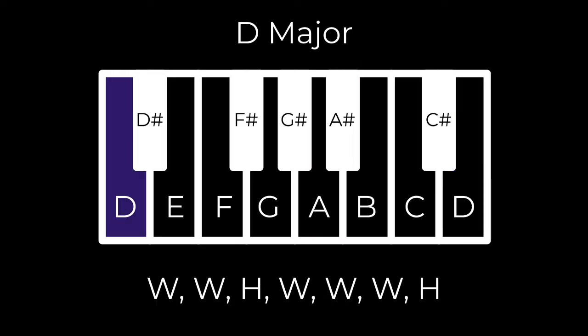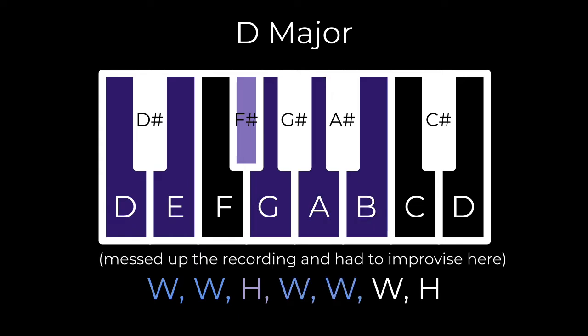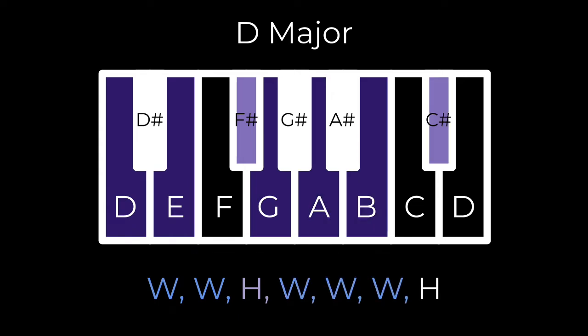So we start on D, then we go up a whole step. So we skip D sharp, go straight to E, then we have another whole step, so we skip F and go straight to F sharp, and then we have a half step, so we go to G, then a whole step to A, a whole step to B, another whole step, so we skip C and go to C sharp, and then a half step to return to D.